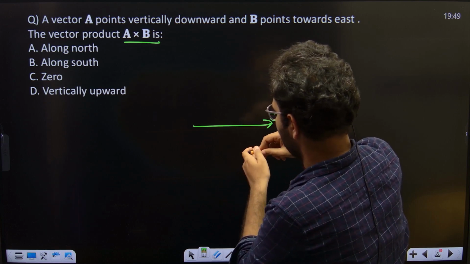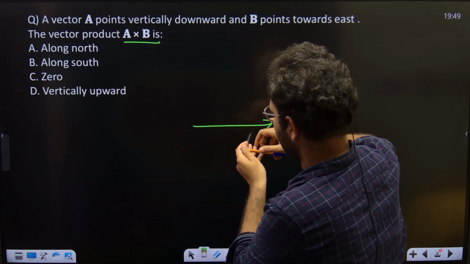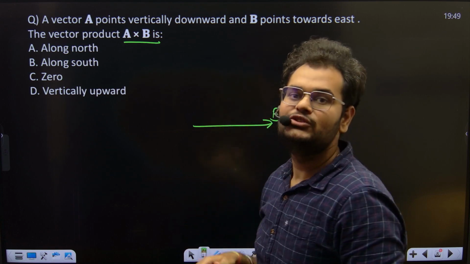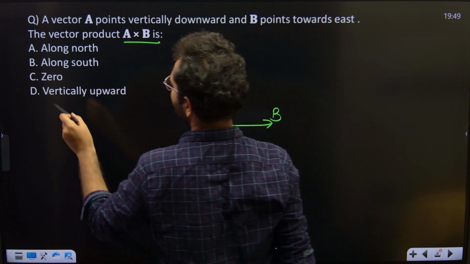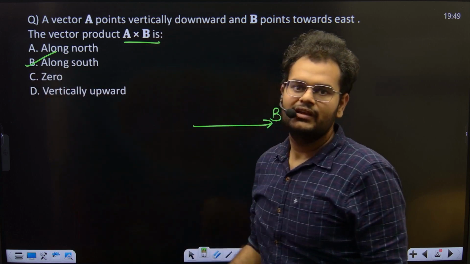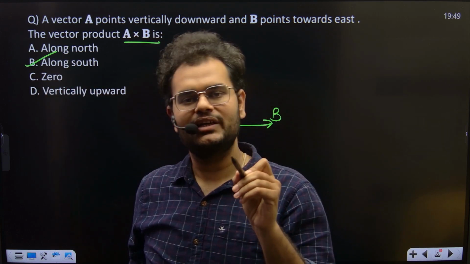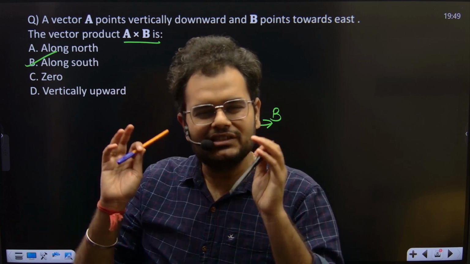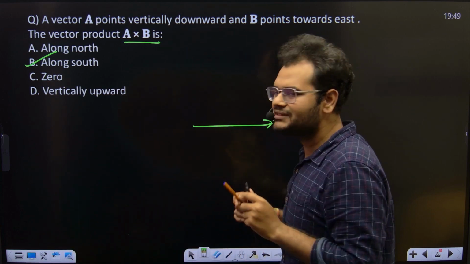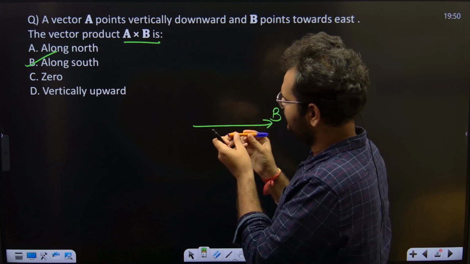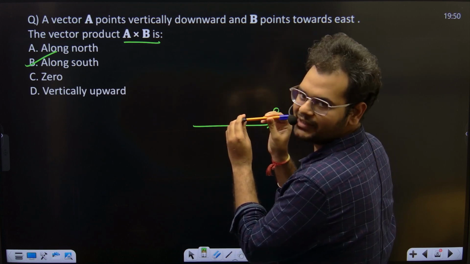See this once again. This is like this, A to B. Are you getting it? A to B. So what is my answer? Sir, your answer is along south. See these 3 examples, 1 or 2 times, and you will get what I am trying to say. Only logic you have to apply. Simple logic. Here it is B and here it is A. This is clear? Yes, very clear.